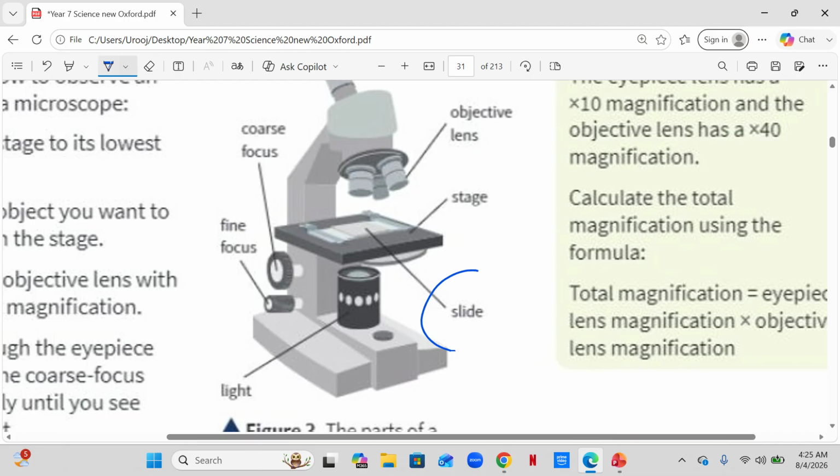Then comes the slide. A slide is a thin, transparent piece of glass on which the specimen is placed. A cover slip is often placed over the specimen to keep it flat and protect both the specimen and the objective lens. So if you want to observe an onion cell, you first place a thin slice or piece of onion on the glass slide and then place it under the microscope.